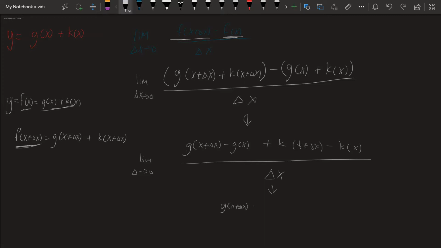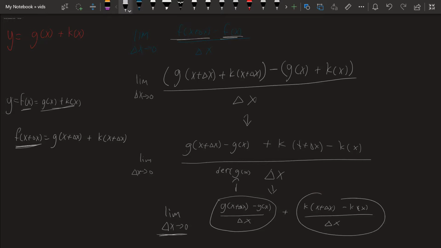g of x plus delta x minus g of x over delta x, plus k of x plus delta x minus k of x over delta x, right? We can do that. And now we have the limit. Well, what does this look like? The limit as delta x goes to 0 of this is the derivative of g of x, right? And the limit as delta x goes to 0 of k of x, in this case it's this whole term, is the derivative of k of x, right? So we just proved it.